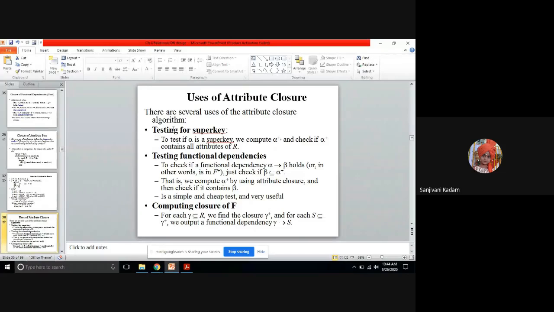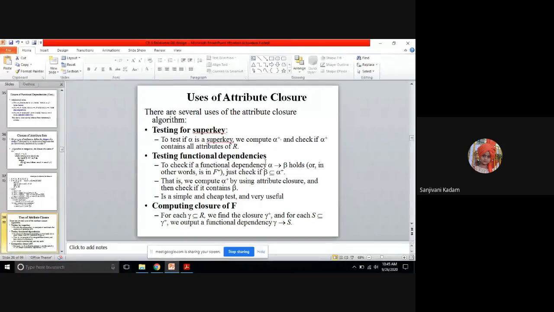First one is testing for the super key. To test if alpha is a super key, we compute alpha plus and check if alpha plus contains all the attributes of R. If it is so, then alpha is a super key. If not, then we cannot say alpha is a super key.